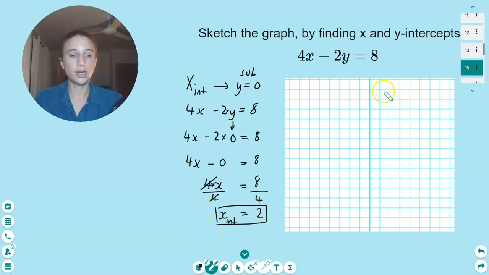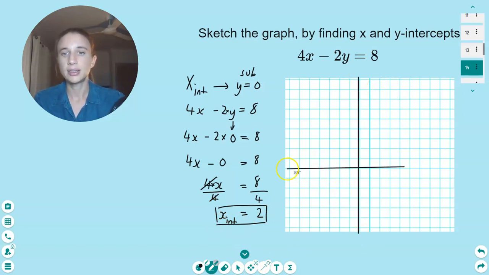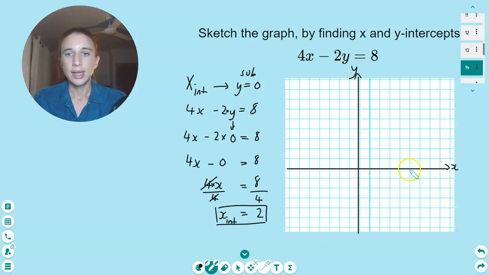And I'm going to plot it straight away so I don't get confused later. I'm going to plot my x-intercept as a point. X-intercept is where it cuts the x-axis at 2. And I'm going to put a mark there. All right. Let's try it.